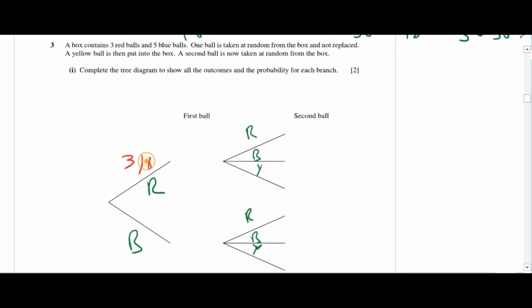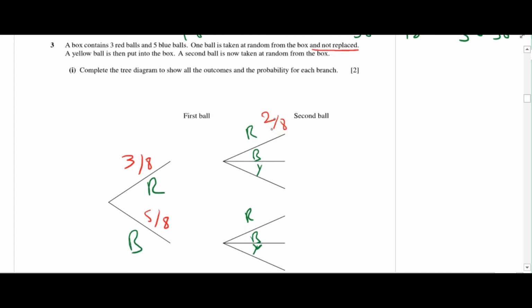Okay. Now if I want to write the probability for the red ball, there are 3 red balls, so it became 3 over 8, and for the blue ball it's 5 over 8. Okay. Now the next thing is, the ball is not being replaced. It's not replaced, and a yellow ball is put into the box. The yellow ball is added, so the total number of balls became 8 again.